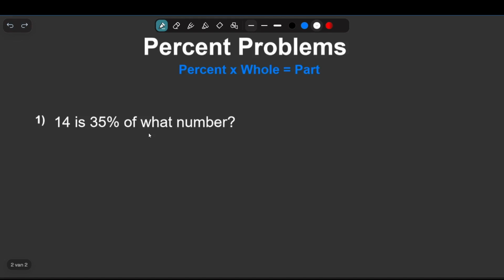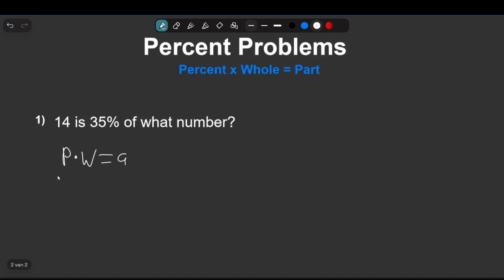So the first step I'm going to take is, again, I'm going to write the equation in variables. So we get P times W equals A. For the first problem, I sped it up a little bit, but for the second one, I'm going to take 2 or 3 more steps to maybe teach you guys a little bit more about this. So the first thing we're going to do is identify our part, our whole, and our percent.